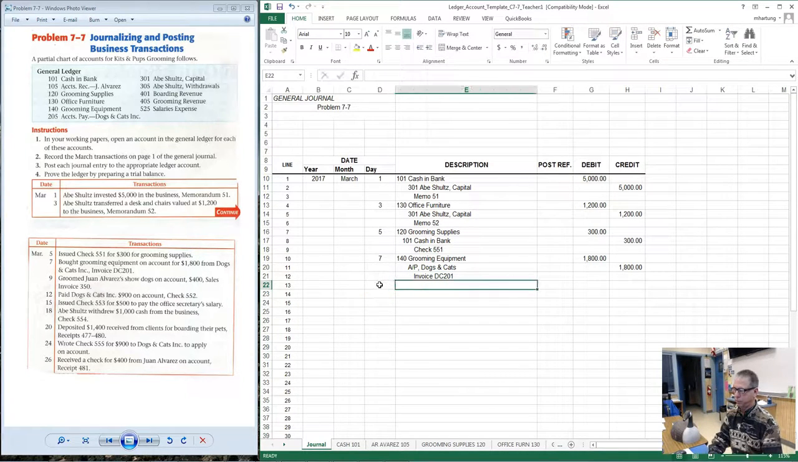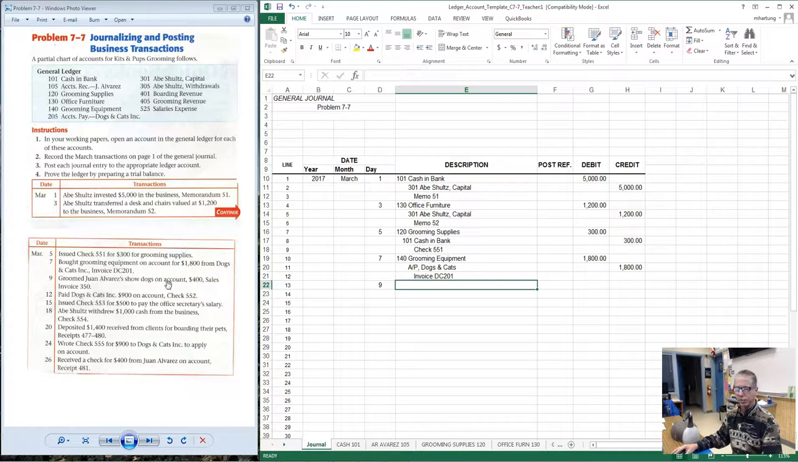9th, groomed a dog on account, $400. Okay, so a dog came in, we fixed the dog up. The people who own the dog need to pay us some money. That person is Juan Alvarez, and we should have a receivables account for this customer. And there it is right there, accounts receivable J. Alvarez. And so we know that we have to do something to that account, and then $400 sales.